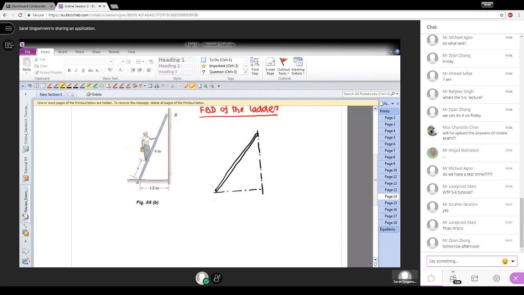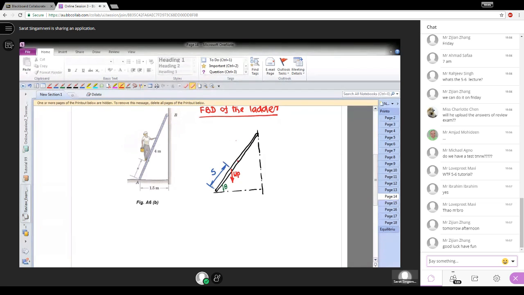So this angle is theta, and the person is climbing up to a certain distance which we need to calculate. This is the weight of the person. Let's call it Wp, and this distance up to which he can climb is what we are actually after. The distance is s, and the weight of the ladder itself will act from the center. Let's put it here. That is W of the ladder. But then that will be halfway through. So this length is 2 meters, and the remaining length is also 2 meters.